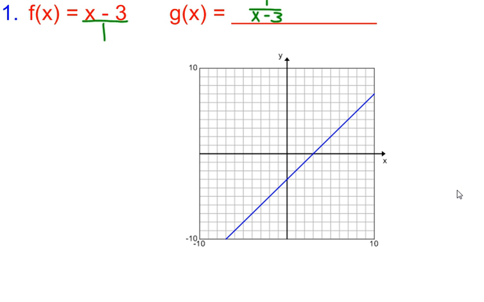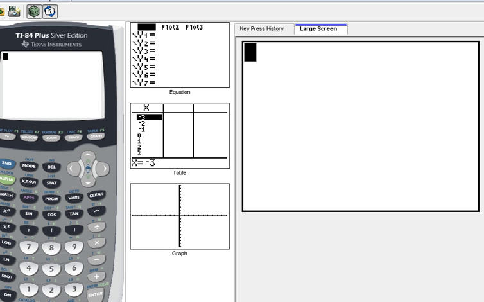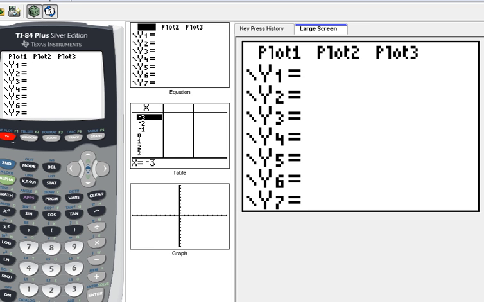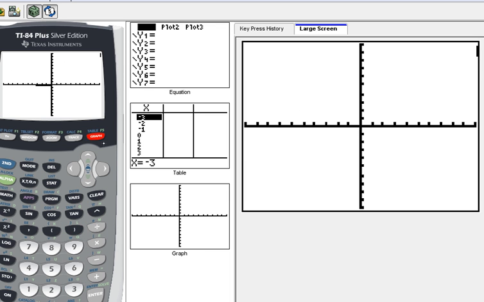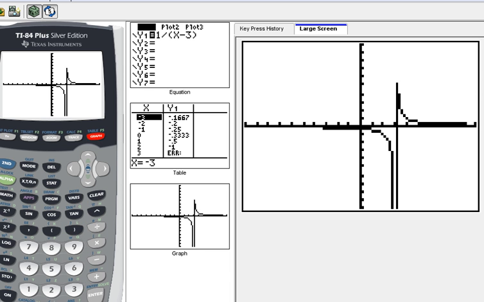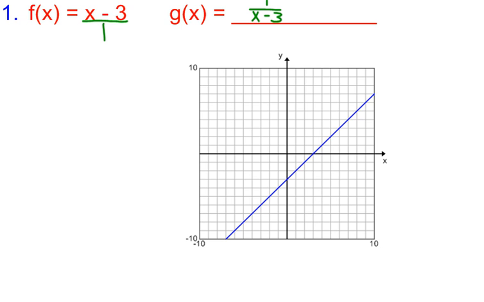To graph that, we're going to go to our calculator and punch in that problem. So we go to y equals, and we'll do 1 divided by, and then in parentheses you're going to put x minus 3, and close that parenthesis. So we hit graph. Notice we have a vertical asymptote at y equals 3, or excuse me, x equals 3. Hopefully you would have realized that because look at our problem. What's in our denominator? x minus 3. So that means I have a vertical asymptote there.